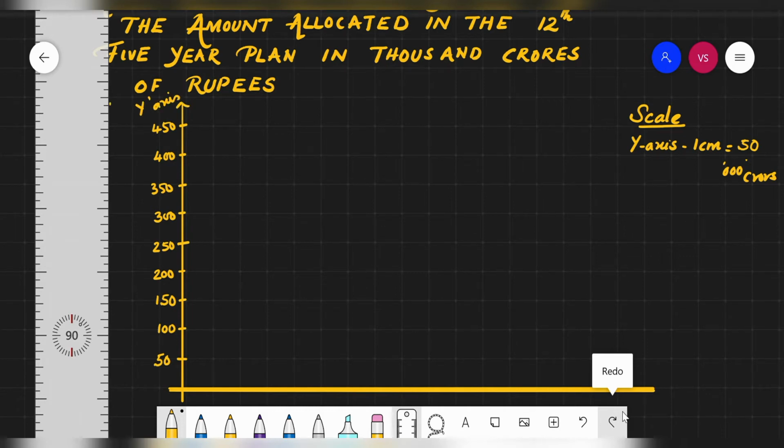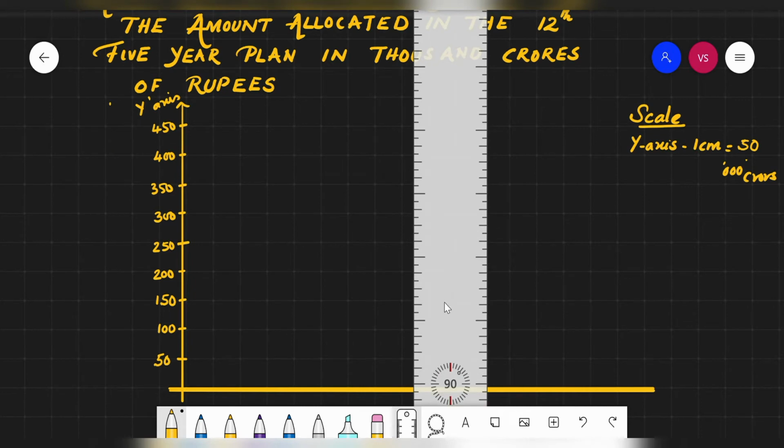Okay, I hope it's clear to you, students. Right, let me write it in the y-axis. What is there in the y-axis? In the y-axis we have, this is all about amount. Amount in 1,000 crores. This is all about amount in 1,000 crores. Is that clear? Okay. Right.